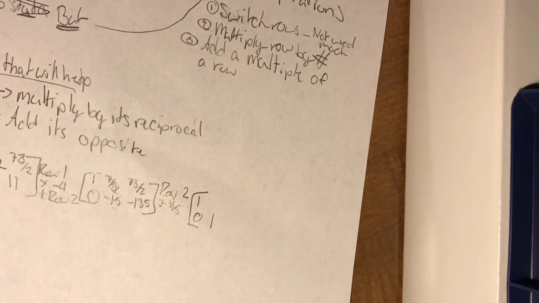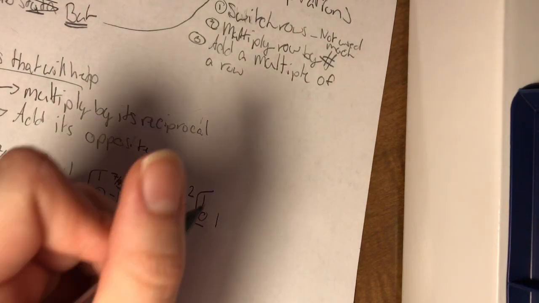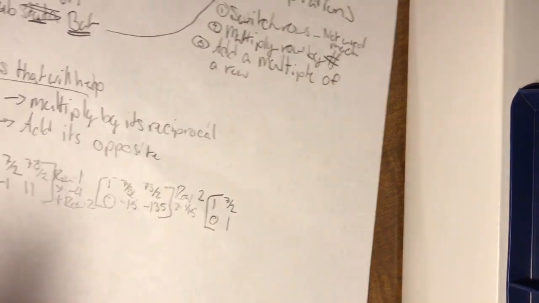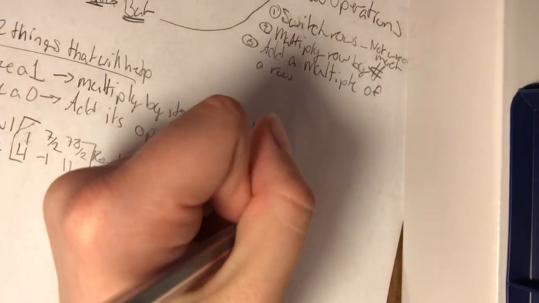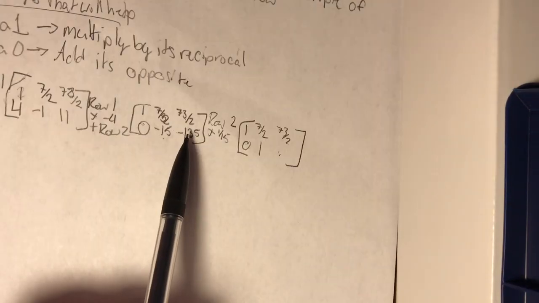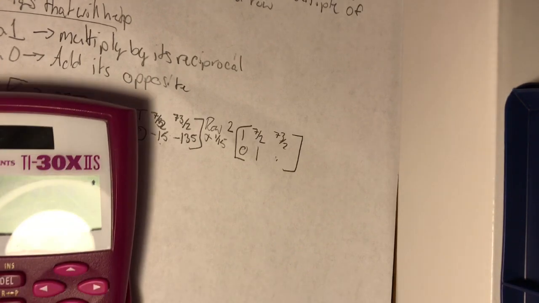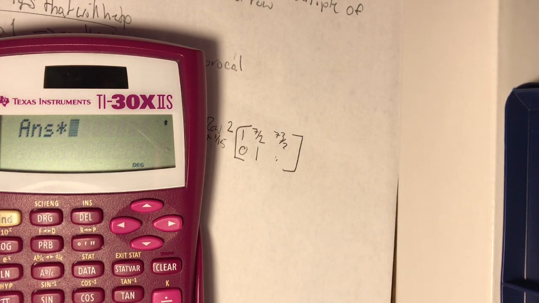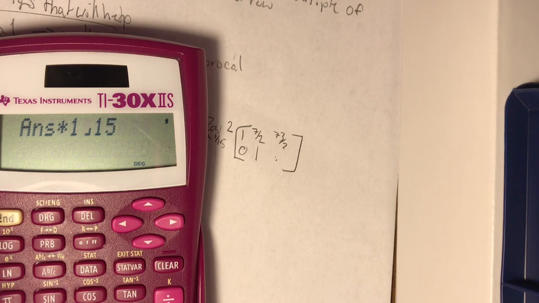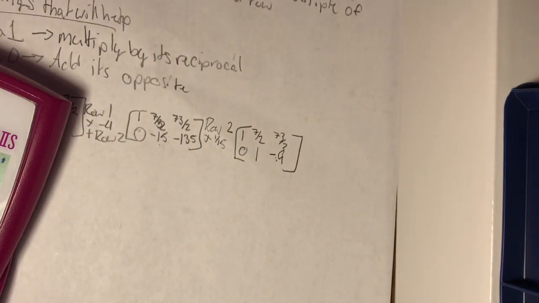And then row 2 is the only one that changes. So you keep these two numbers. So you do negative 135 times 1/15. Negative 9. That's what you should get.